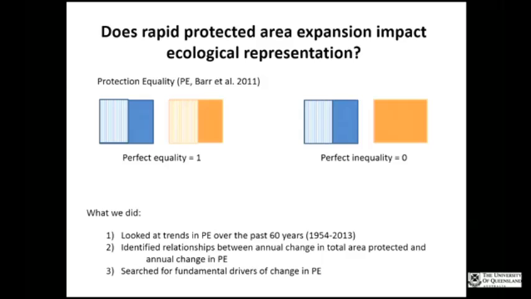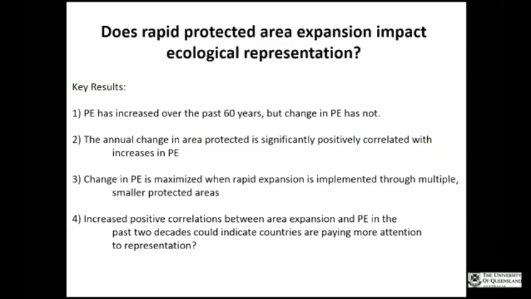And what we did is we looked at trends in this protection equality metric over the past 60 years. We tried to identify relationships between the annual change in the total area protected and the annual change in protection equality. And we also tried to figure out what are the fundamental drivers of these changes. And we ended up including 66 countries in this study.